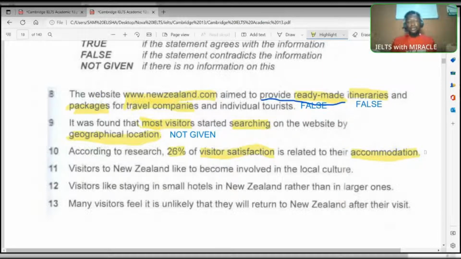And we don't know, out of the 26%, accommodation may even be 6%. Accommodation may be 20%. Accommodation may be 15%. But what the passage clearly said is that both of them share this 26%. But this statement says it is only accommodation. So that's an obvious contradiction. So if that is the case, our answer ought to be what? False.